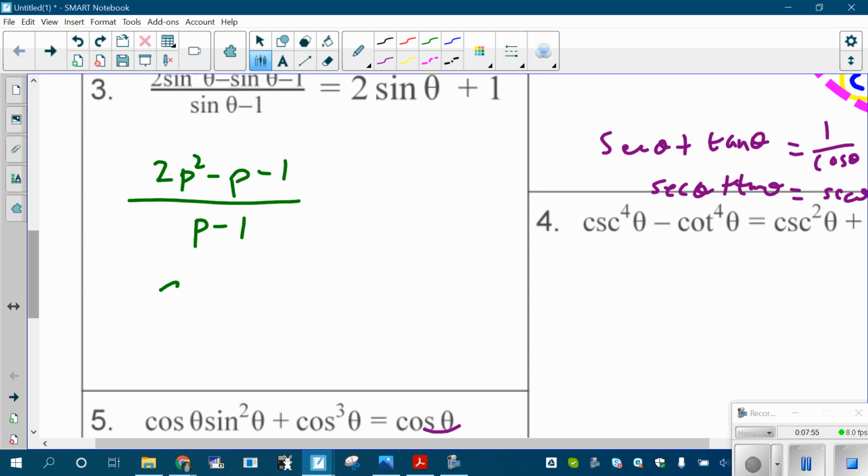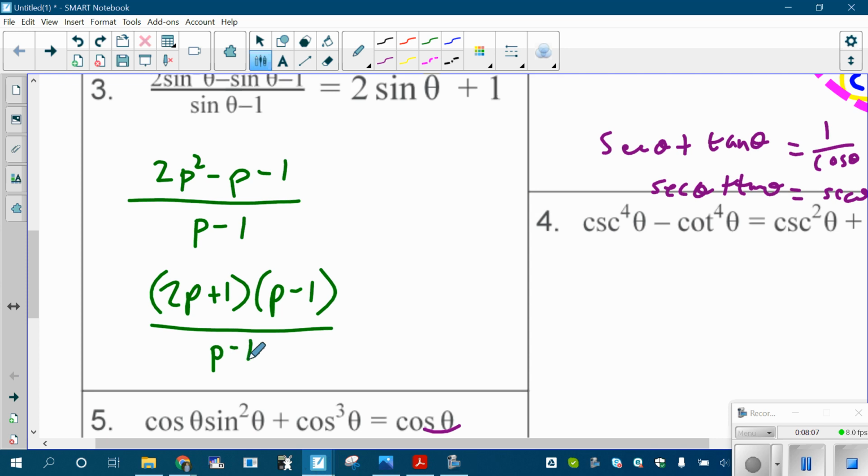How do you factor the top? It factors like this. I use guess and check for factoring. If you use another technique, that's fine. You need to make sure you review from your Algebra 1 class how to factor that into that. Okay, that's something you need to know. Once you factor it, what happens is the p minus 1s cross out and you're left with 2p plus 1.